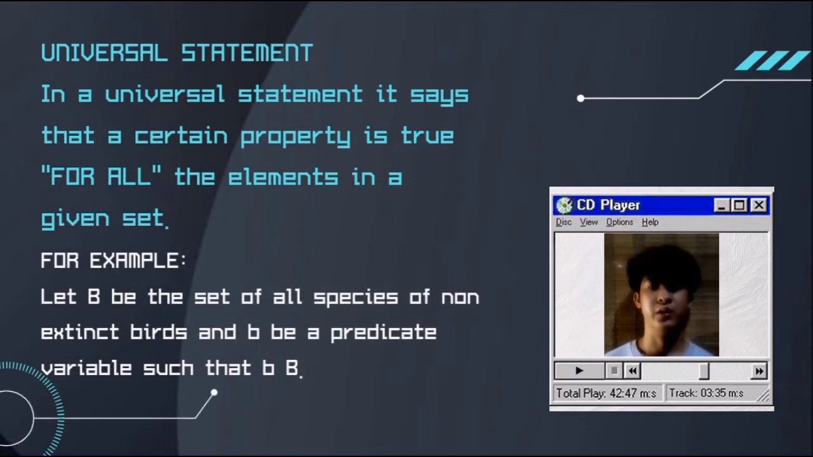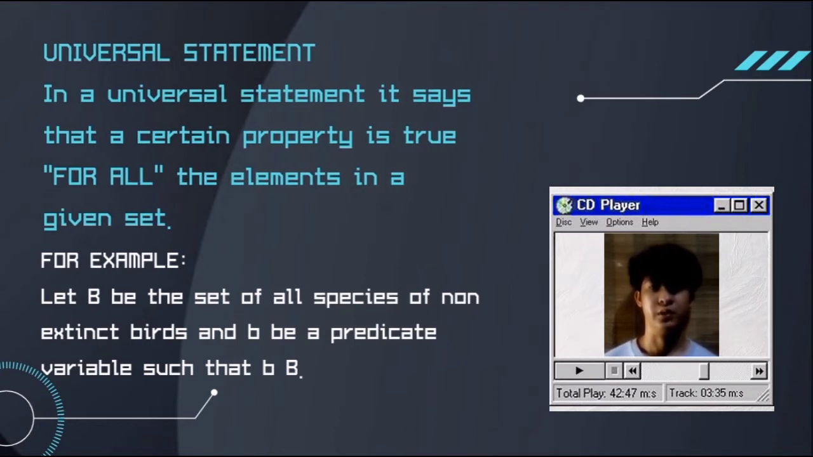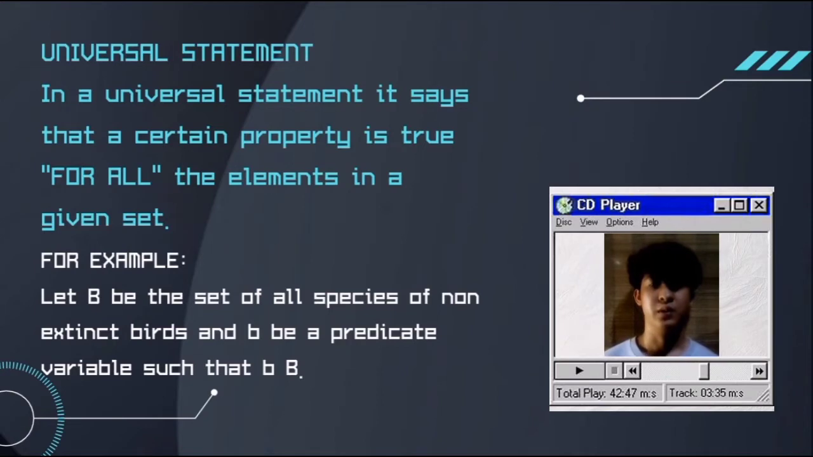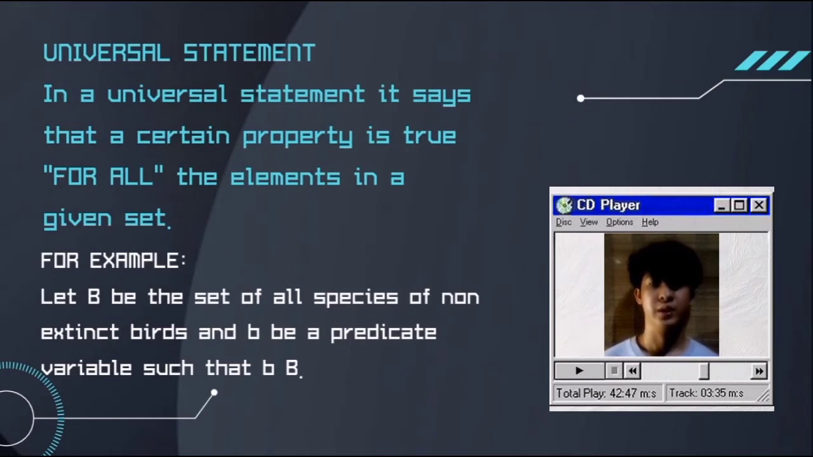The topic for today is the three statements in math. The first one is called the universal statement. What is a universal statement? A universal statement says that a certain property is true for all the elements in a given set. For example, let B be the set of all species of non-extinct birds, and let B be a predicate variable such that B.